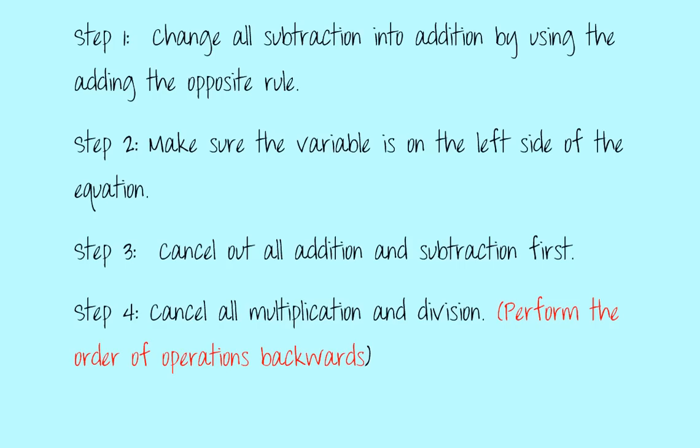Step 3, we cancel out all addition and subtraction first. In step 4, we cancel out all multiplication and division. We perform the order of operations backwards. And when we get to multi-step equations, I'm going to add a couple more steps to this as well. But these are the basic steps, and they will help you solve one-step and two-step problems. So let's go ahead and do our first problem.